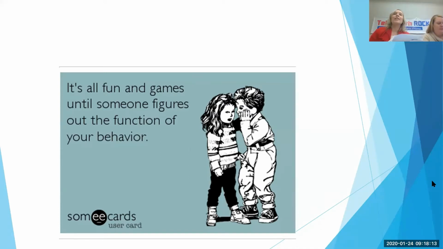We're going to talk about the function of the behavior. I love this little cartoon that says it's all fun and games until someone figures out the function of your behavior. Hopefully we can help you all with that over the series, but hopefully we don't take too much of the fun out of your students' world.